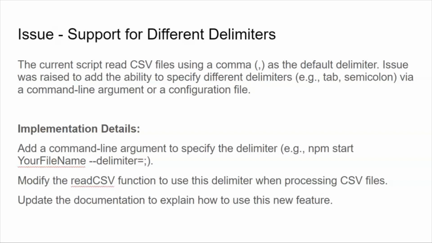So the implementation details for what they wanted to add was to add a command line argument to specify the delimiter so that you could run it by just using the npm start command with delimiter there. And they wanted you to modify the read CSV function in the program to use this delimiter when processing CSV files. And then finally, just update the documentation to explain how to use the new feature.